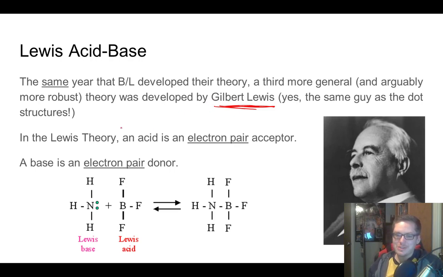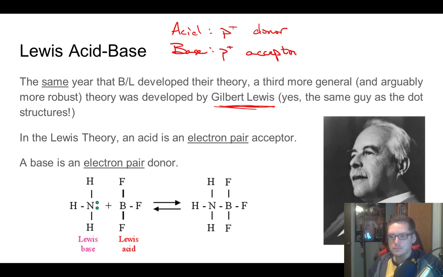So in the Lewis theory, an acid is an electron pair acceptor, and a base is an electron pair donor. Now, don't get this confused with Bronsted-Lowry. Remember, in Bronsted-Lowry, an acid was a proton donor, and the base was the proton acceptor. These can be confusing to pay attention to, because the roles have switched, but we're changing the charge on the thing that's being changed. That's how I remember it. So an acid is the electron pair acceptor, and the base is the electron pair donor.